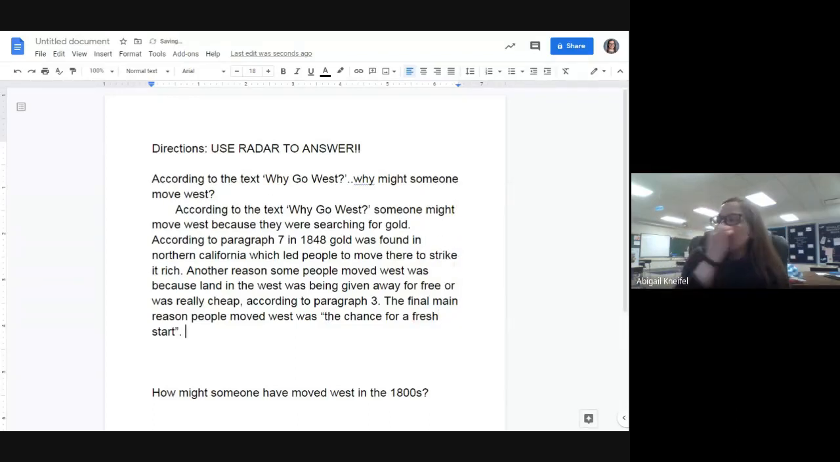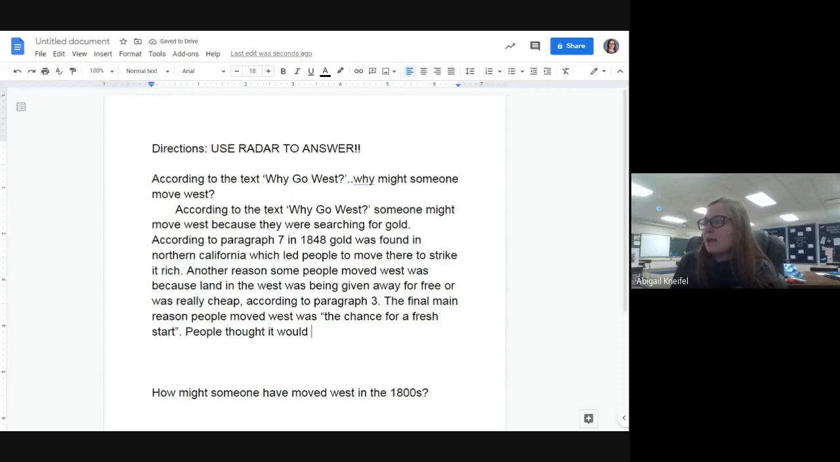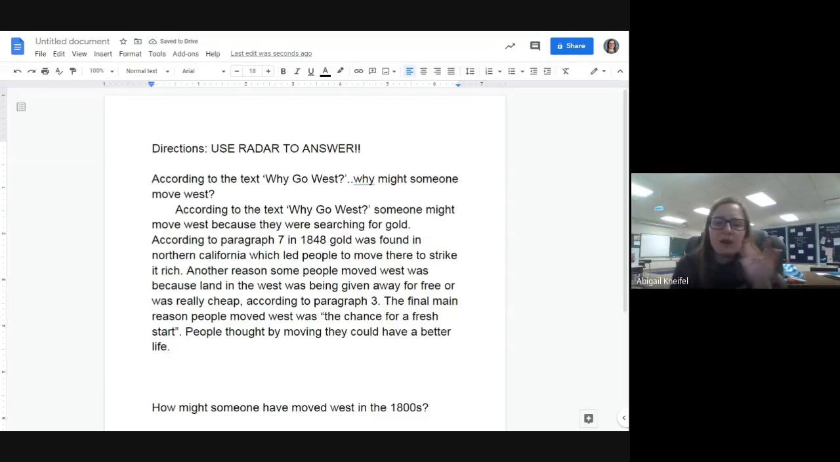Does anyone want to add a little bit more about a fresh start? It's kind of what you just said, Paisley, about the better life. Can I add another sentence about what a fresh start means? Mia, what would you say about what a fresh start even means? They wanted to move for a fresh start because it would be a better place for them to get better food, better land, and maybe a better home. Okay, so people thought by moving, they could have a better life, right? Because that would mean better food, better home, whatever.